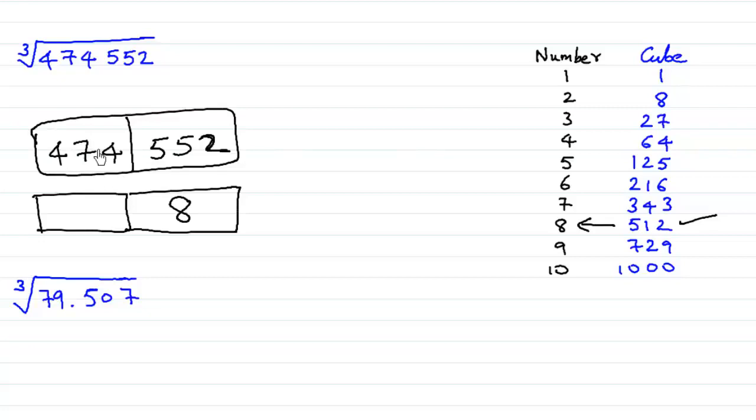Now what about this 474? 474 is not written anywhere here, but 474 definitely lies in between 343 and 512. Which is the smaller number? The smaller number is 343. And what is written opposite to that? 7 is written opposite to that. So our answer to this is 78. Again, if you use your calculator or do it in the corner, 78 times 78 times 78, you will get 474552.